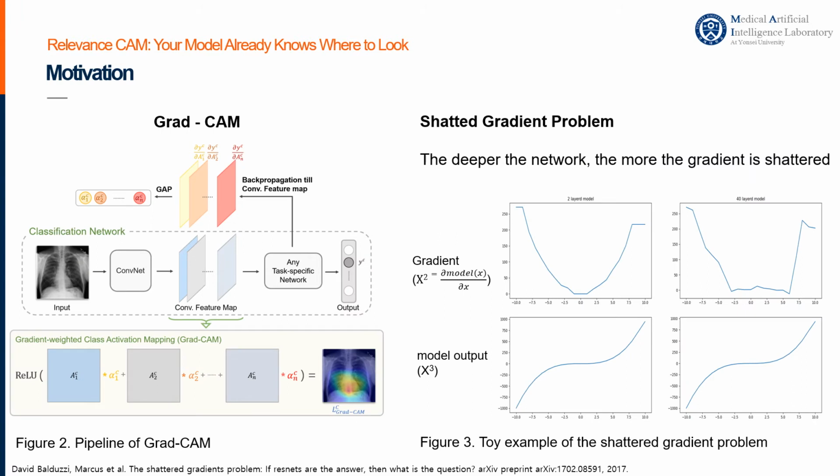This slide is for motivation. Figure 2 shows the pipeline of GradCAM. GradCAM authors use the gradient of the target layer as weighting components for each activation map. But the gradient of a deep neural net suffers from the shattered gradient problem. The deeper the network, the more the gradient is shattered. This is called the shattered gradient problem. Therefore, we think that the gradient is not an optimal choice as the weighting components for CAM-based methods.